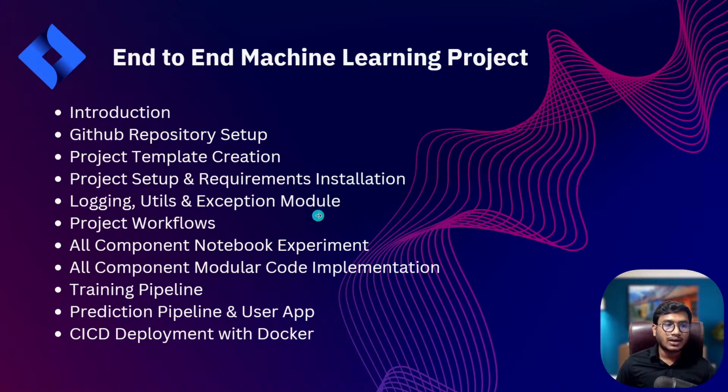Then we'll be starting with the logging, utility, and exception modules, because these three modules will help you debug your code going forward. We always need to write logging functionality in our code, as well as utility functionality, which gives you code reusability, so that you can use the same function again and again. We'll also use the exception module, because whenever you implement any kind of project, there will definitely be some exceptions, and we'll learn how to handle them inside the exception module as well.